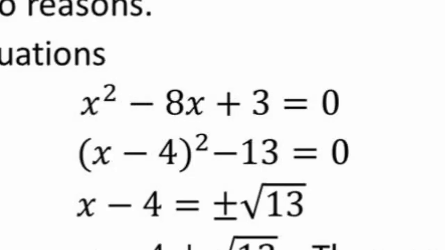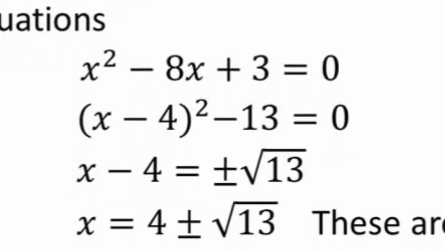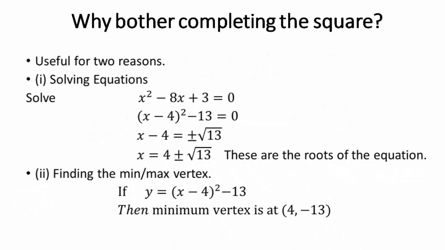Now add the 13 and square root it, so we know what x minus 4 equals. It's plus or minus root 13. Don't forget the plus or minus, because when we square root a number, there are two answers. And then add across the 4. So x is 4 plus or minus root 13. Those are the solutions, or the roots of the equation. When you see that word, the roots of the equation, it simply means the solutions of the equation.